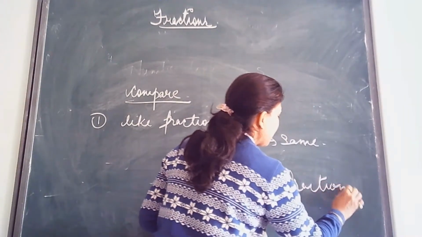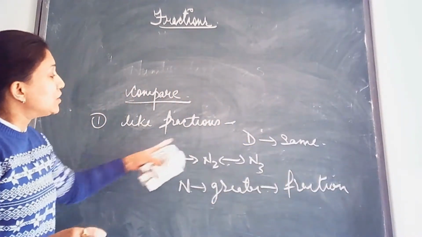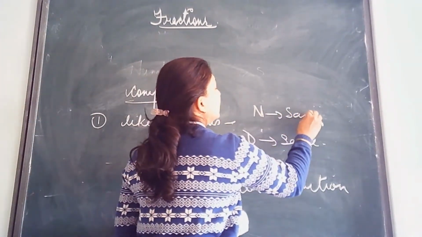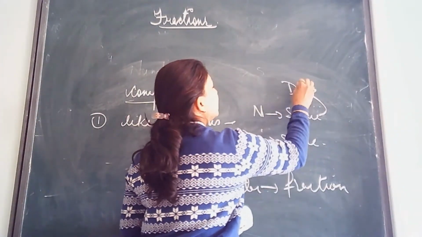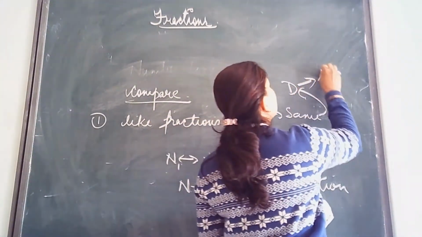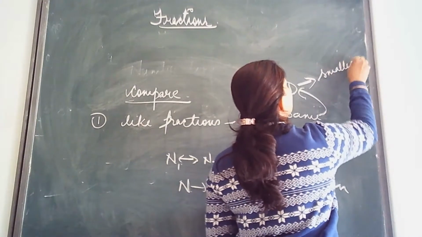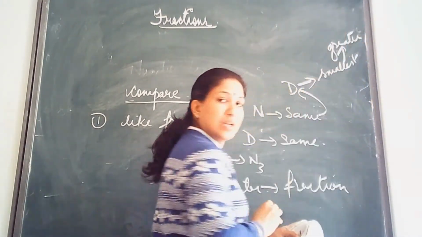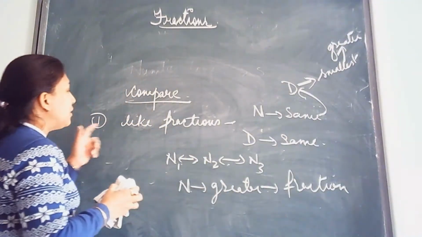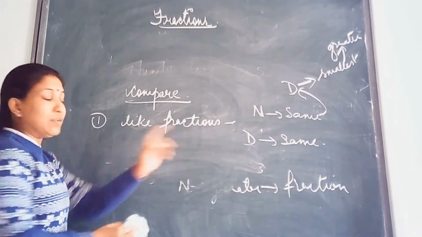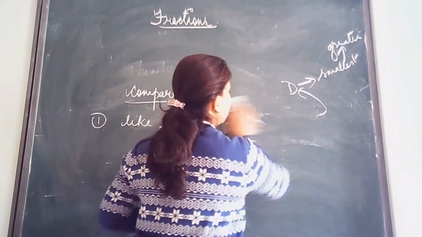Okay? And if it is just the opposite, if the numerators are the same, in that case, you check the denominator. The fraction with the smallest denominator will become the greater value. Is it clear? So this is one thing when they are like fractions. And like fractions means when the denominators are the same.